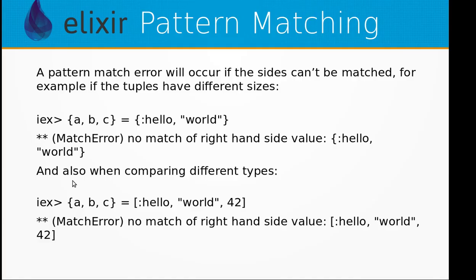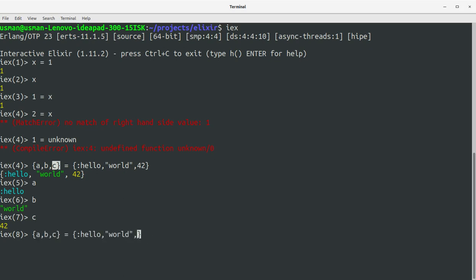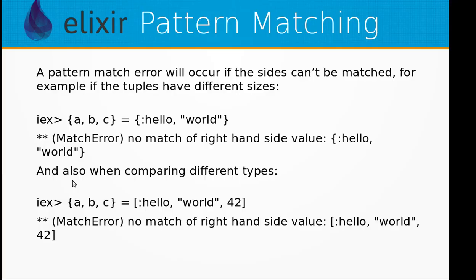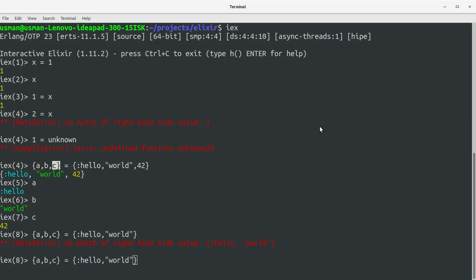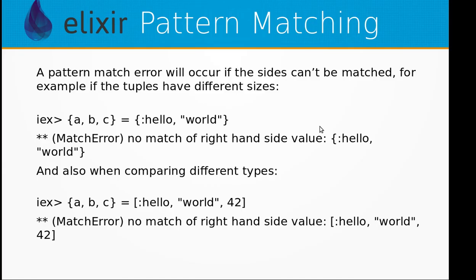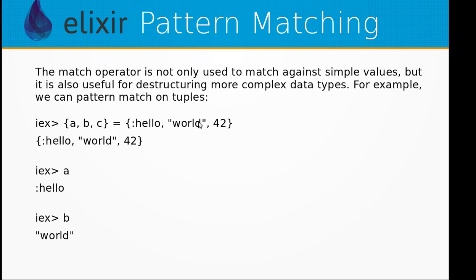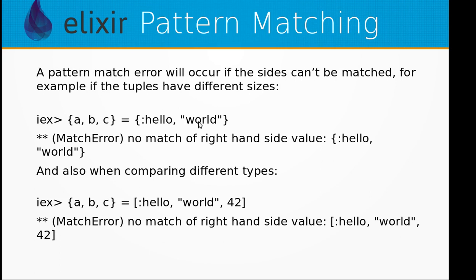A pattern match error will occur if the sides can't be matched. For example, if the tuples have different sizes. So if I remove 42, I'll get an error because no match of right hand side was found. In the second tuple we only have 2 values and in the first tuple we have 3, so they have different sizes. And also when comparing different types, it gives us an error. So if I go and say abc colon hello, world and 42, let's see what it does now. It gave us an error because we already defined it in the previous statement, abc equals hello, world, 42, and that worked fine.